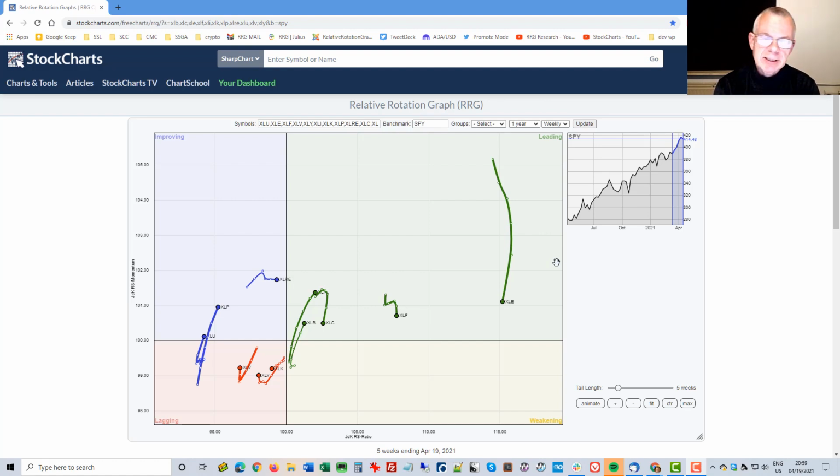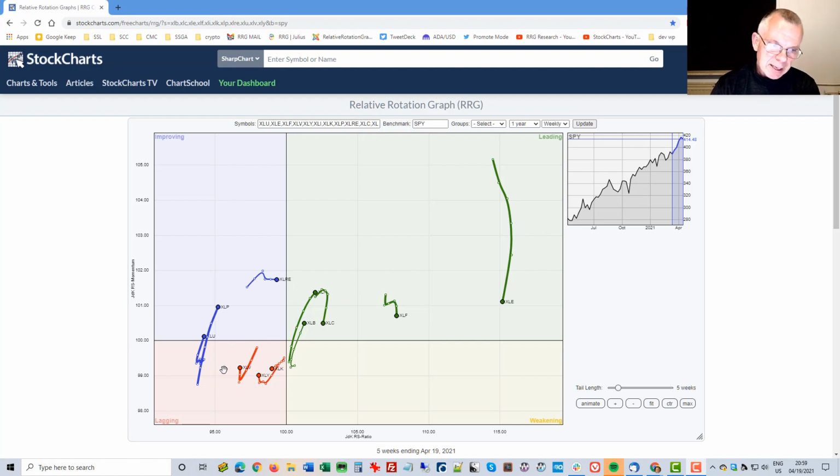So power as in strong momentum, strong power behind the move. So long tails indicate that there is a significant power behind that move. So the rollover of energy here over the last 5 weeks is a pretty powerful move relative to the S&P 500. And so is the increase in strength for staples, which has taken place over the last 5 weeks. That's a pretty strong move.